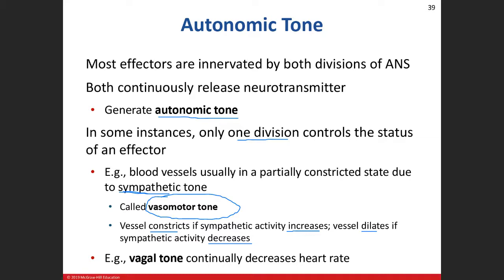Vagal tone is when the vagus nerve innervates the heart, thereby decreasing the heart rate. Sympathetic activity will increase the heart rate.